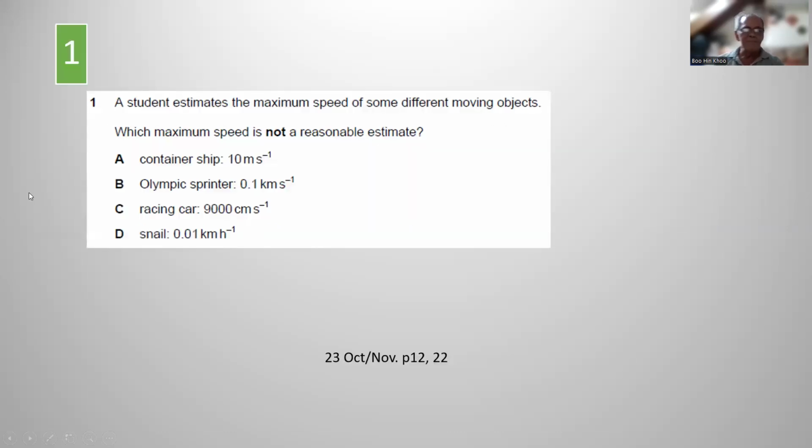A student estimates the maximum speed of some different moving objects. Which maximum speed is not a reasonable estimate? This is the hardest. Depends on general knowledge. So you check on what you know, see whether it's right or wrong.